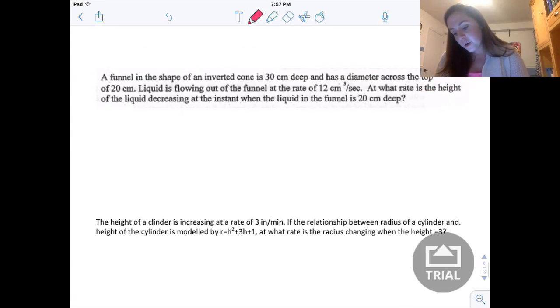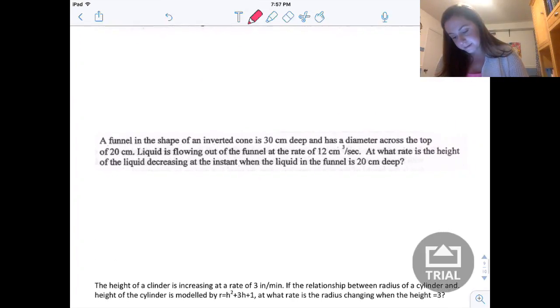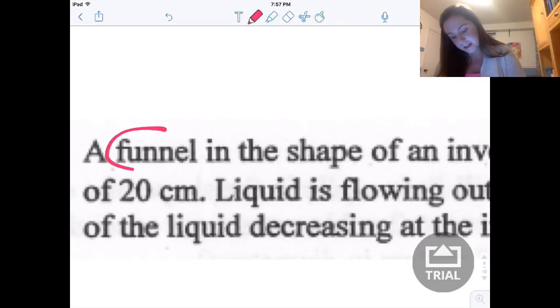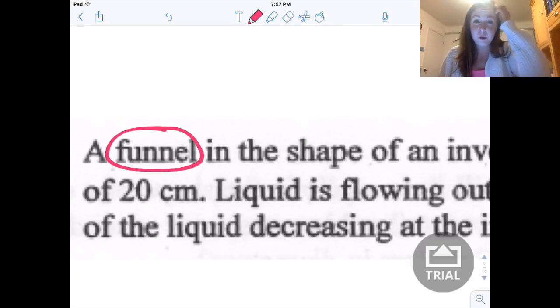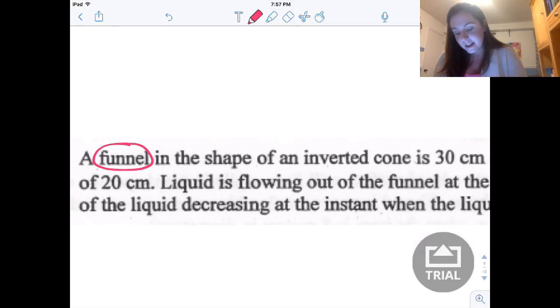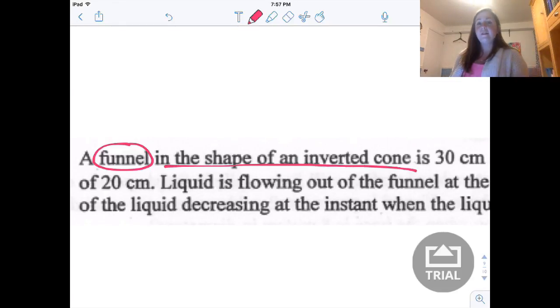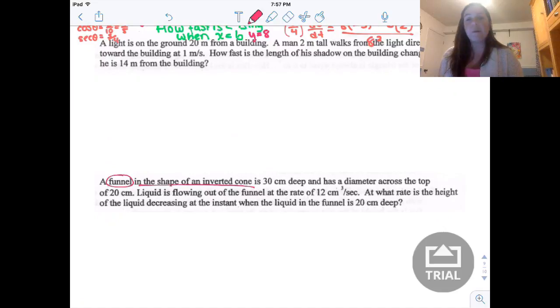So when you see the word funnel, this is a touchy AP thing because when we think about a funnel, what do we think about? We think about a cone. Not all funnels are cones. And that was a pitfall in the AP exam a couple years ago. So just because you see the word funnel, don't assume it's a cone unless you see it in the shape of a cone. So on this one, they tell me it's a cone. Don't make assumptions unless they give you more than that or they say, approximate it as best you can.